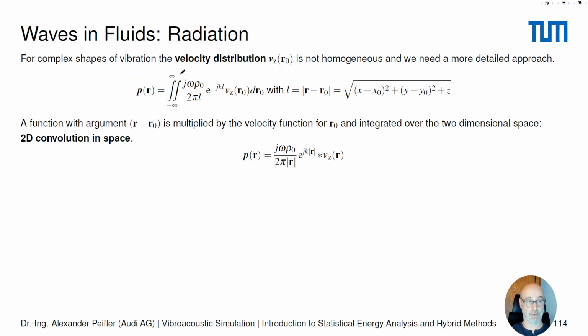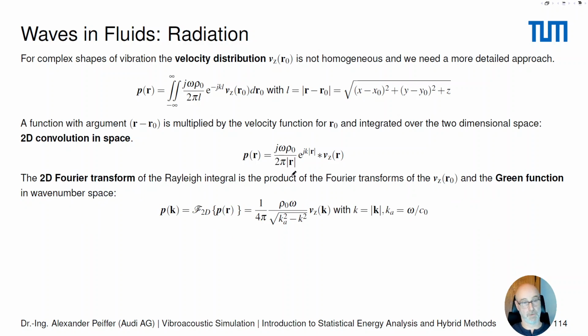Anyhow, it's still a complicated method. You have to perform an area integration, which is costly. But if we do the Fourier transform of both expressions, things become much easier. That means our two-dimensional Fourier transform now becomes just a product. The only thing is that we need the Green function in wave number space, which is this one here. And we need the velocity distribution in wave number space, which can be easily calculated.